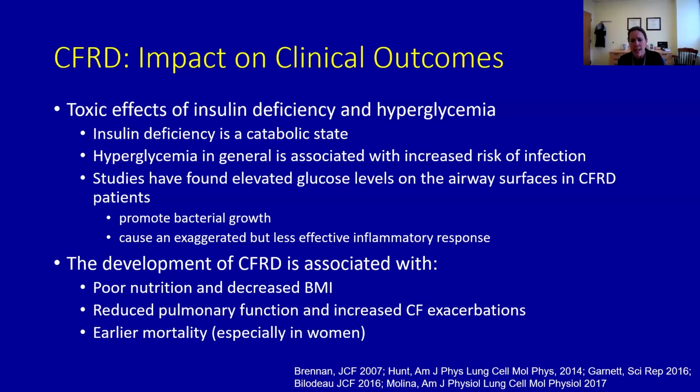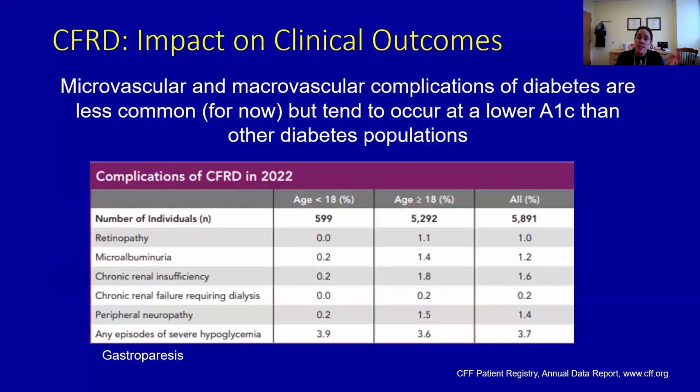And so in general, this is why CFRD can have a negative impact on clinical outcomes, and has been shown to be associated with poor nutrition, a decline in BMI, reduced pulmonary function, increased CF exacerbations, and earlier mortality, particularly in women. And in addition to this, we also know that CFRD can cause, just like diabetes in any population, microvascular and macrovascular complications. But these are much less commonly reported in people with CF, and these complications tend to occur at a lower A1C than other diabetes populations.